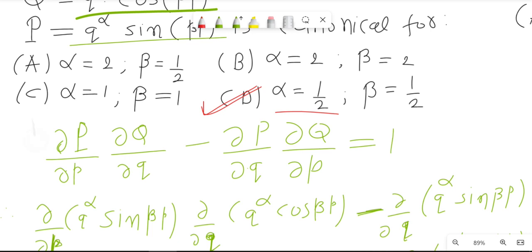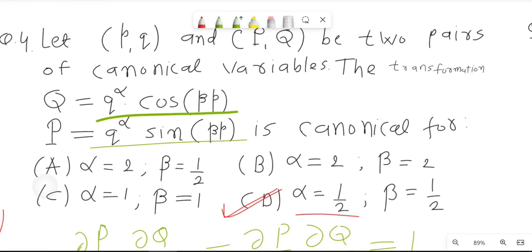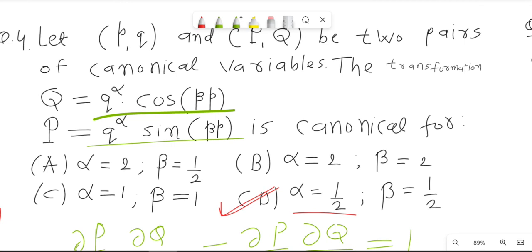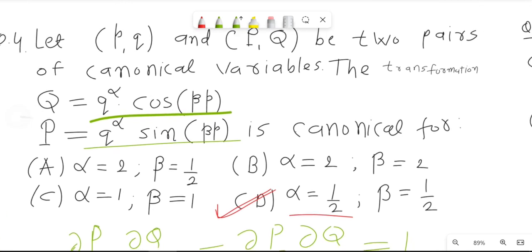I think this example is from Arul Das. Okay, no, sorry, J.C. Upadhyay. Classical Mechanics by J.C. Upadhyay.